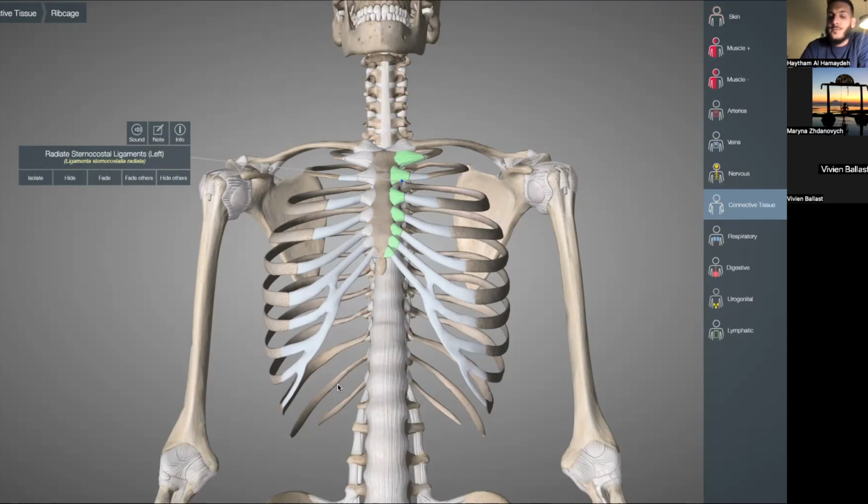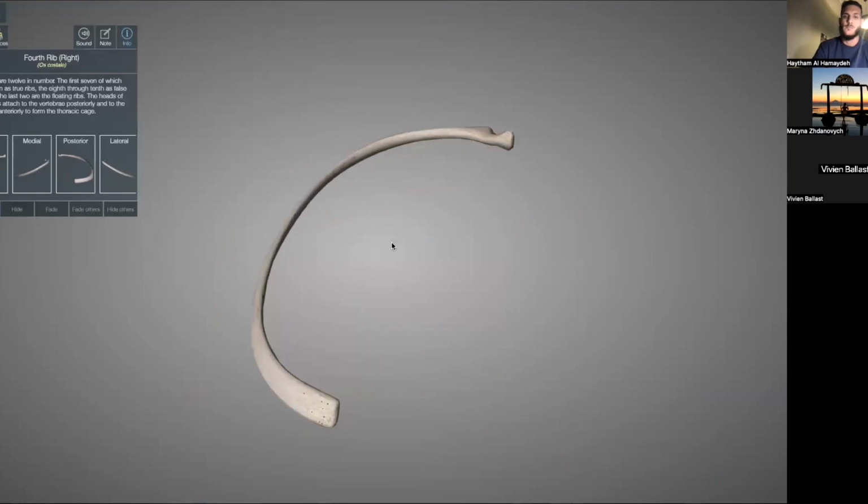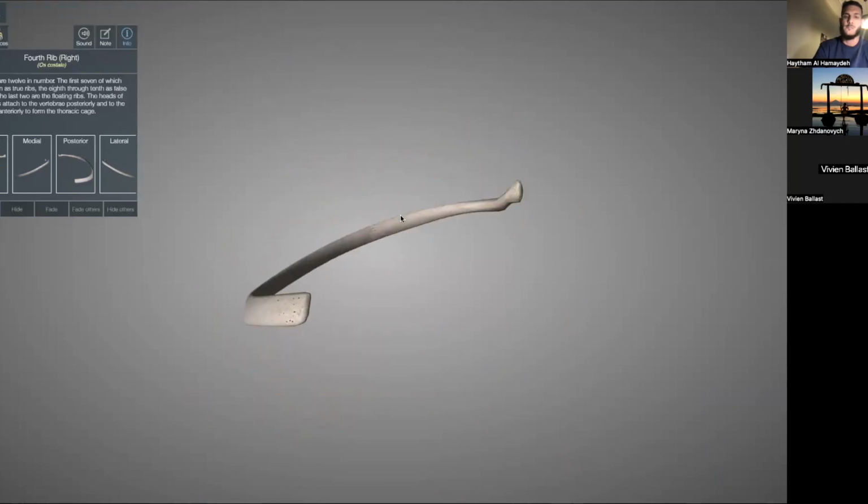So talking about the features of the ribs, a typical rib has a head, neck, tubercle, and shaft. The head of the rib has 2 surfaces, superior and inferior surface.